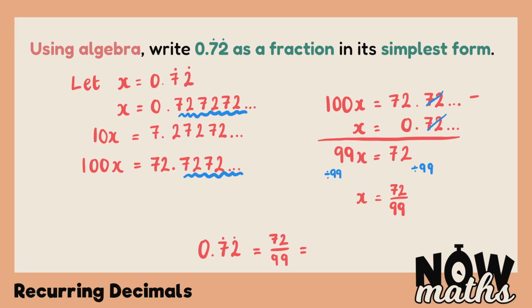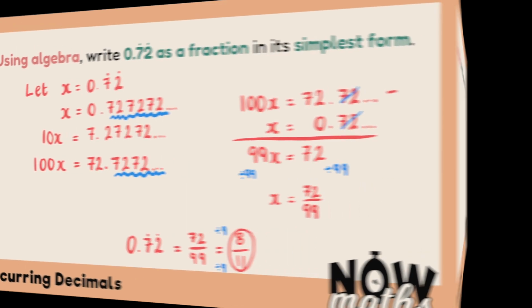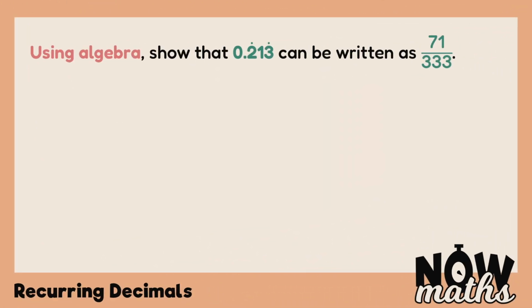If we look at 72 over 99, 9 is a factor of both 72 and 99, so let's divide by 9. And 72 divided by 9 is 8, and 99 divided by 9 is 11. 8 and 11 don't share any factors, so our final fraction is 8/11. Now we're going to have a look at another similar question.